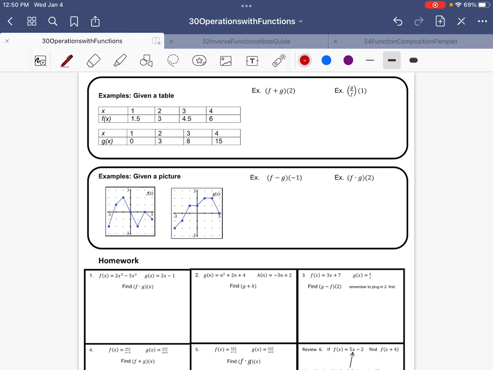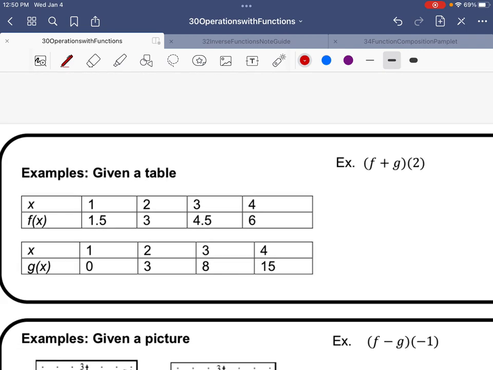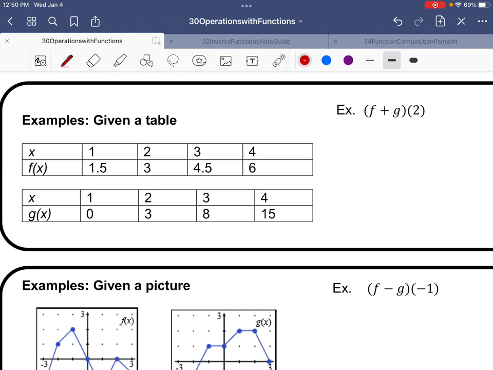So what do you think? Can we kind of put this all together? I believe that these examples were meant for me to give a little instruction and then for you to maybe try a little bit on your own. So f plus g of 2.